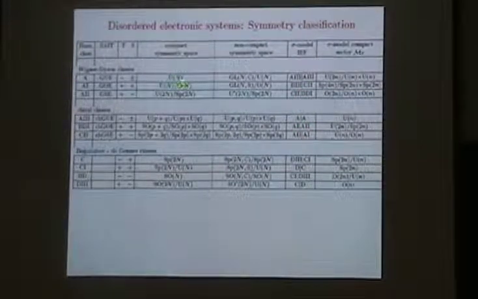For example, for the class A, where the Hamiltonian corresponds to just UN, the sigma model symmetric space is, as I showed you, U divided by U cross U, and this is what is called A3. This is A3 for compact, A3 for non-compact, and so forth. So you see these symbols here and here are the same, but they are just reshuffled. Good.